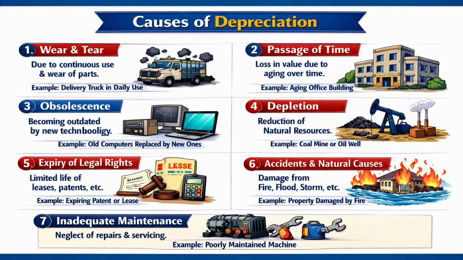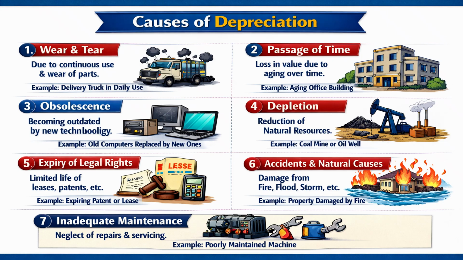2. Passage of time. Some assets lose their value simply because time passes, even if they are not used regularly. This happens because exposure to weather, moisture, rust, sunlight, and natural aging affects the condition of the asset. Example: an office building may develop cracks, faded paint, or weakened structures over time, even if it is rarely used.